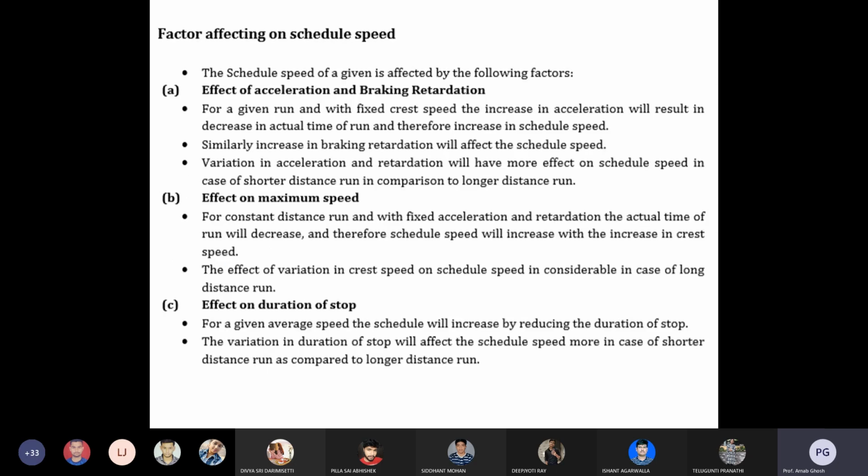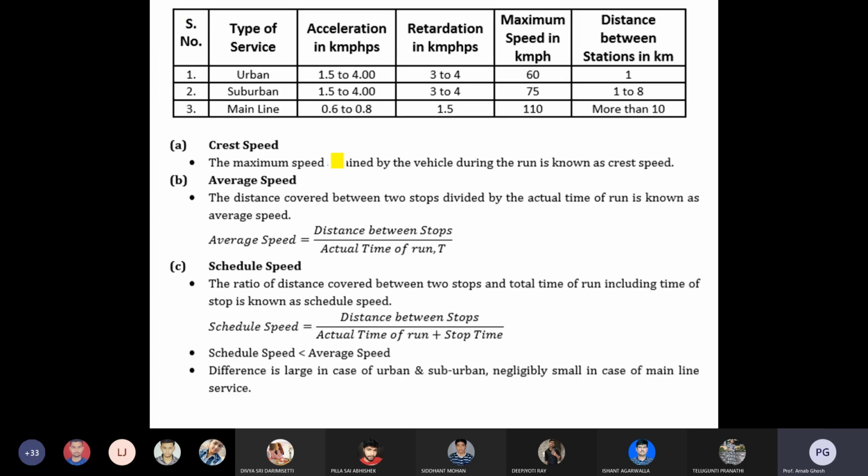Then what are the important factors that can affect the speeds? Okay, so that's very important. So what were the important speeds? First was the crest speed, meaning maximum speed. Next one is your average speed.